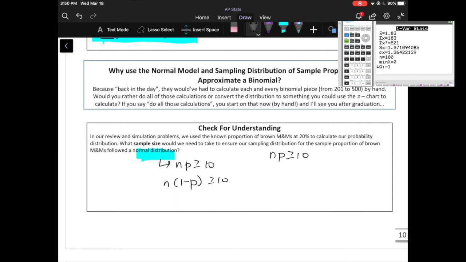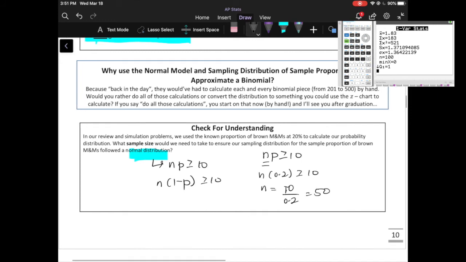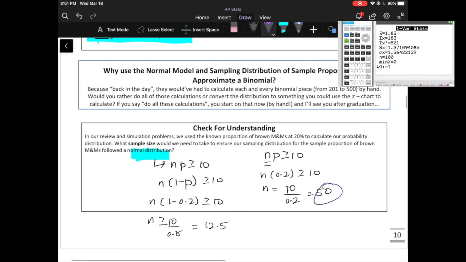n times p is greater than 10. We're trying to solve for n. We know p. So n times 0.2 is greater than 10, which means n equals 10 divided by 0.2, which is 50. Okay. Now if we do the second one, we know that n times 1 minus 0.2 must be greater than 10. So n is greater than 10 divided by 0.8, which is 12.5. In this case, then n must be 50. Okay, n must be 50.